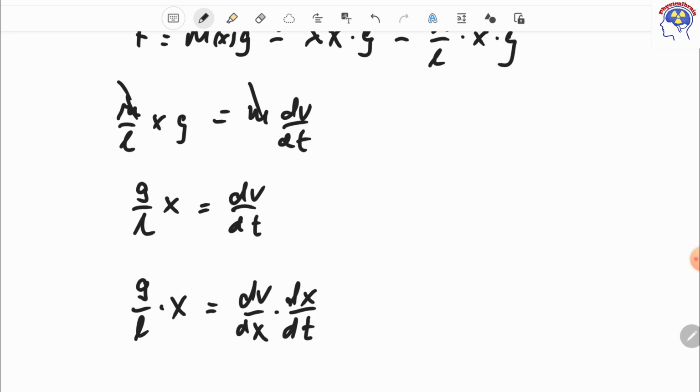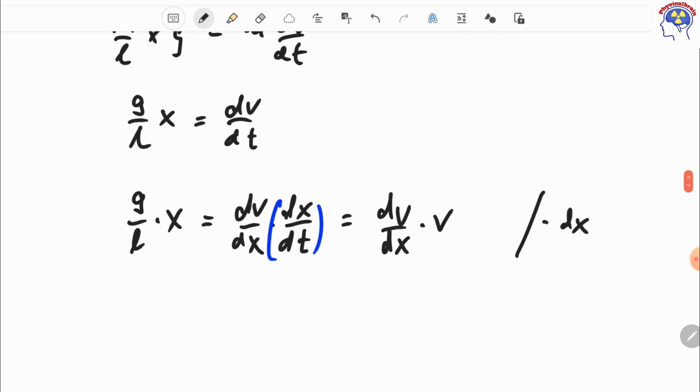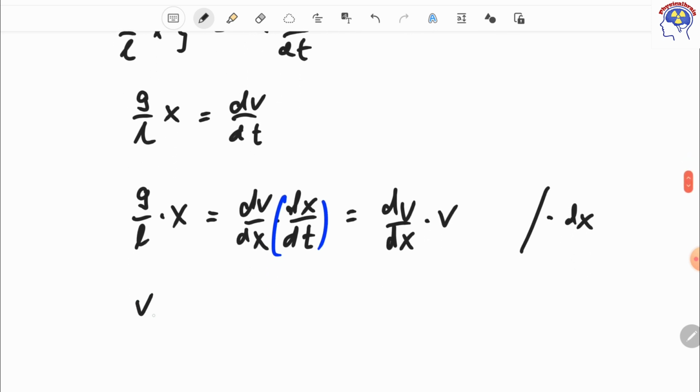Again, without changing the magnitude of this term. Inside here, we're hiding again the velocity, which is actually v. So we can replace it with dv/dx times v. Now I will multiply both sides of the equation by dx. We will get v dv on the left side equals g/L x dx.